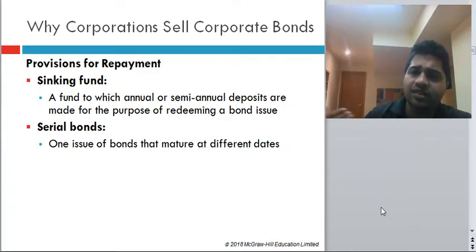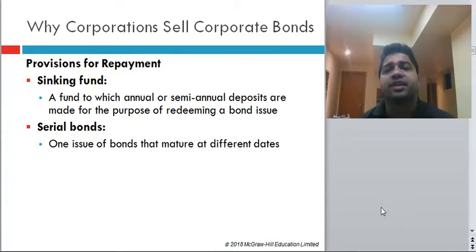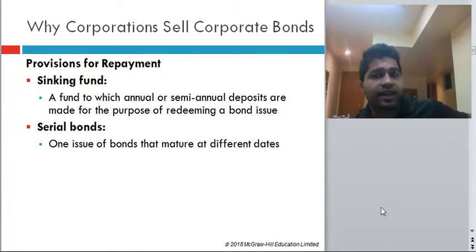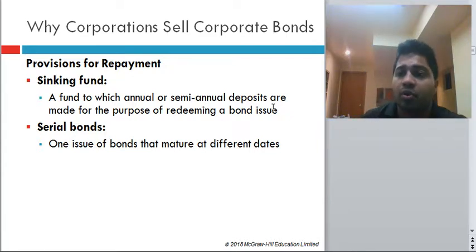Now, there are certain provisions when bonds are issued. A sinking fund can be one of the provisions. Sinking fund means the company agrees that from every year's profit it will put aside some funds, and these funds would be used to buy back bonds by either calling them or buying them from the open market. So a sinking fund is used to decrease debt. It is a fund to which annual or semi-annual deposits are made from profits of the company for the purpose of redeeming a bond issue.